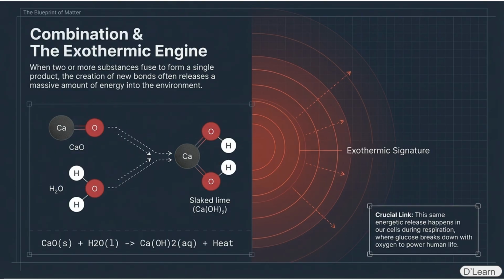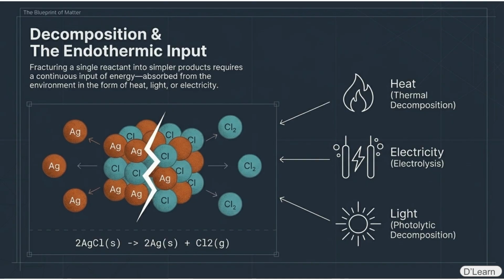Combination reactions, often called the exothermic engine, occur when 2 or more substances fuse to form a single product. The creation of new bonds in this process often releases a massive amount of energy into the environment as heat. Decomposition reactions, or the endothermic input, fracture a single reactant into simpler products. This requires a continuous input of energy, absorbed from the environment in the form of heat, light, or electricity.